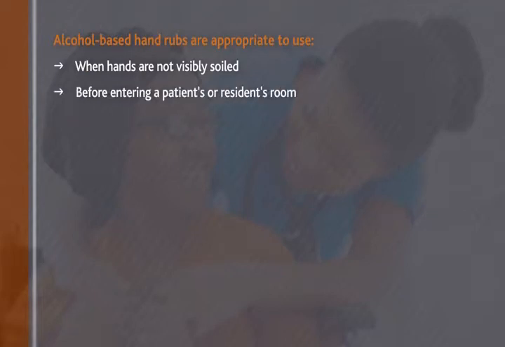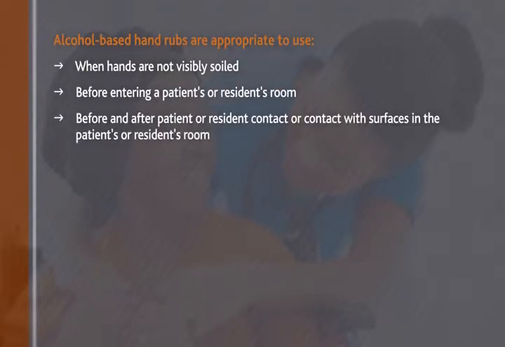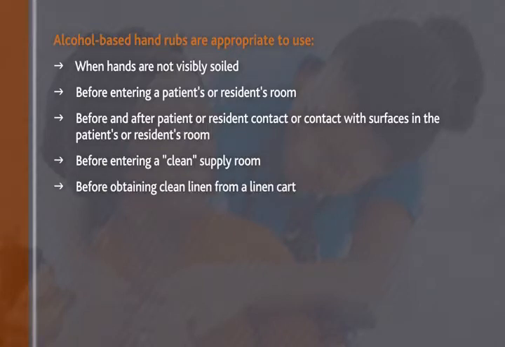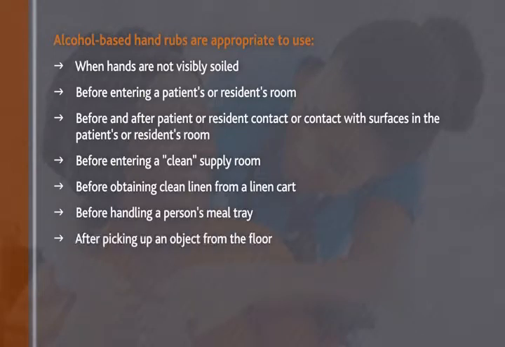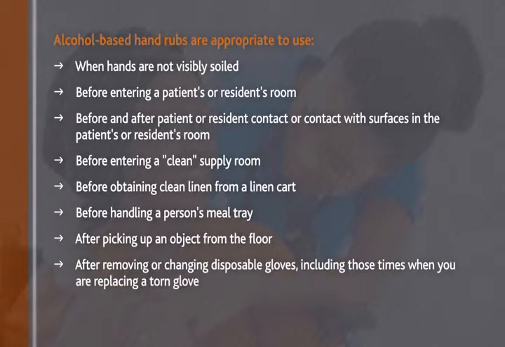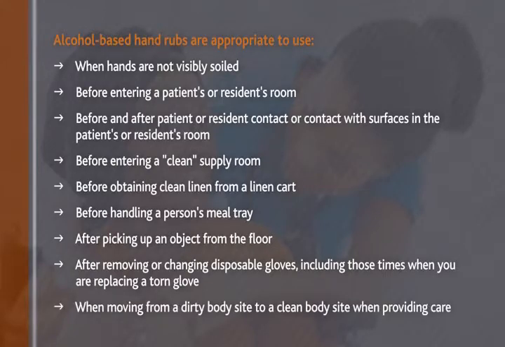Alcohol-based hand rubs are appropriate to use when your hands are not visibly soiled, before entering a patient or resident's room, before and after patient or resident contact or contact with surfaces in the patient's or resident's room, before entering a clean supply room, before obtaining clean linen from the linen cart, before handling a person's meal tray, after picking up an object from the floor, after removing or changing disposable gloves, including those times when you are replacing a torn glove, when moving from a dirty body site to a clean body site when providing care.